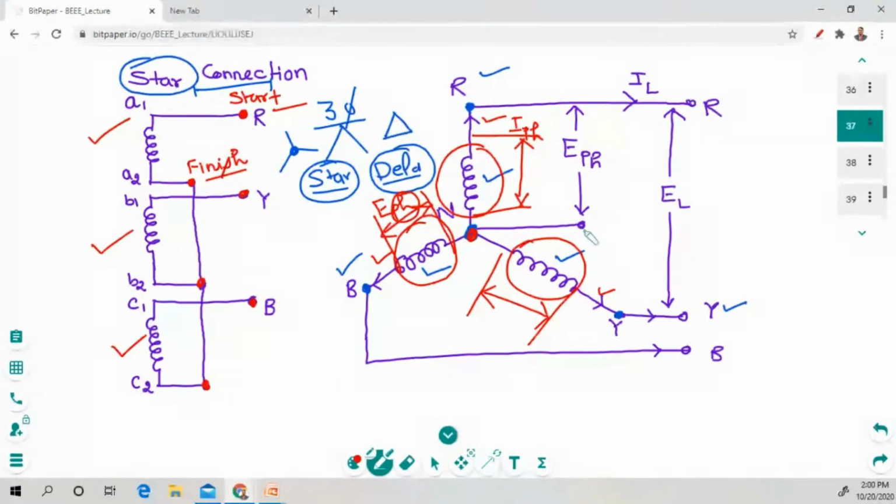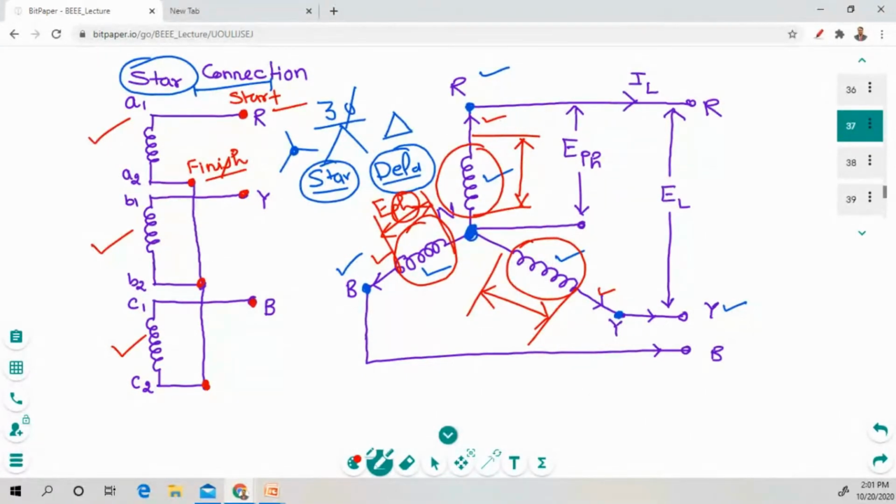What is the phase angle? What is the phase current? What is the phase voltage? Anything generated with the help of these phases is called phase angle, phase voltage, phase current. Clear? No doubt? Okay, now come to the next point.